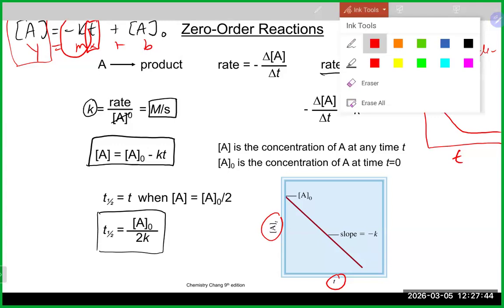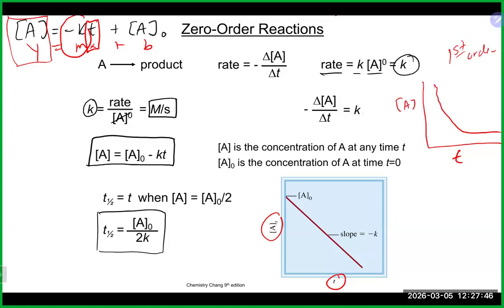So just like previously, in terms of things that you should know for a zero order, once again, your units, your equations here, and then also, once again, the graph associated with it. Any questions on that there?